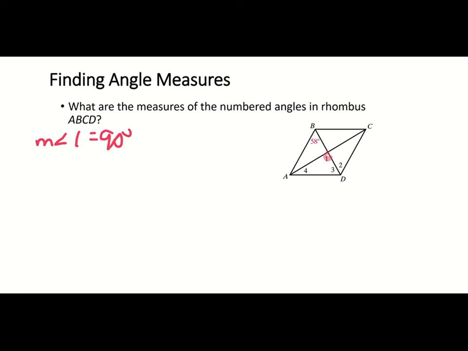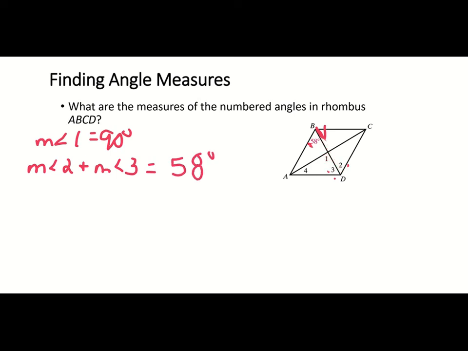Now, because a rhombus is a parallelogram, I do know that opposite angles are congruent, which means that this angle is congruent to this one. And I also know that this diagonal right here bisected that angle into two equal parts. So that means that if this angle is 58 degrees, then the measure of angle 2 and the measure of angle 3 are both going to be 58 degrees.